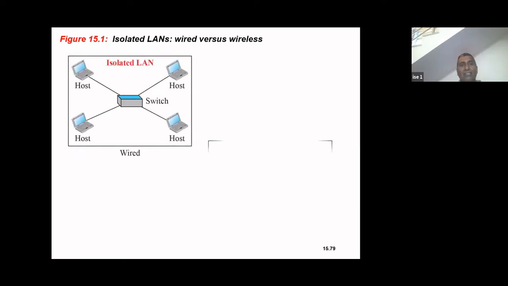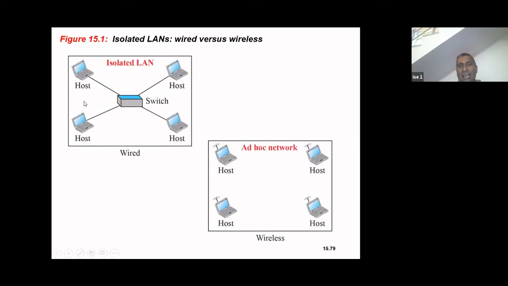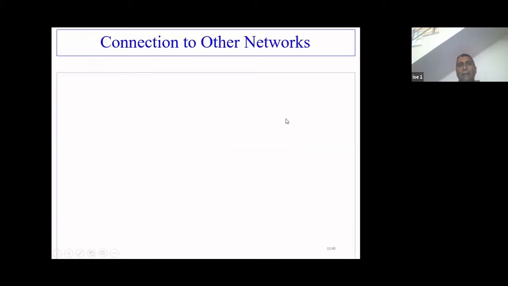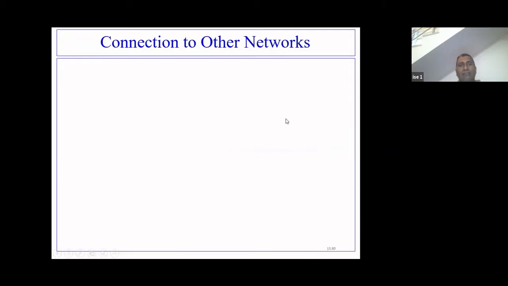So here you can see this is an isolated LAN, where hosts are connected directly to a switch. And here you can see these hosts are not connected to each other. This is an ad hoc network and can move freely within a confined area. So this was there. Now, next we will try to see this.